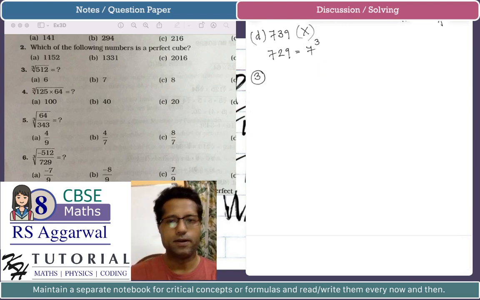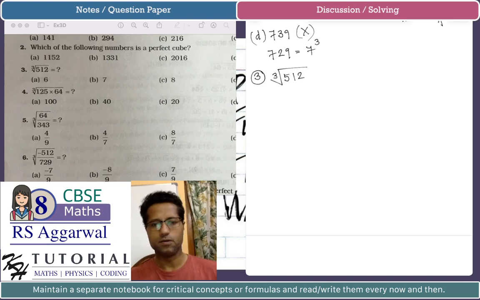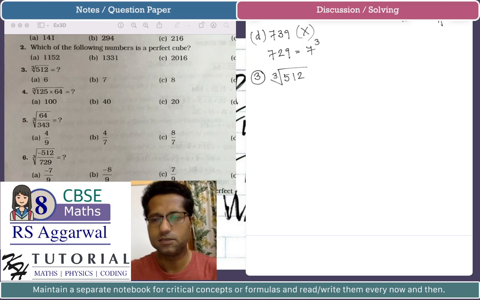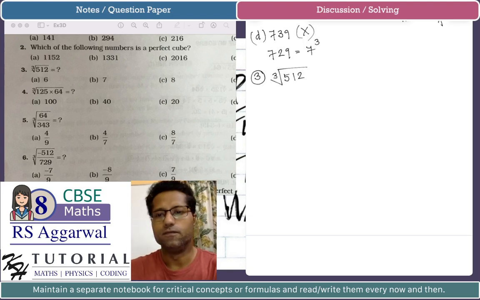We have to evaluate the cube root of 512. Now, 512 is a very standard number. You must be familiar that the cube root of 512 is 8. That is, the cube of 8 is 512.